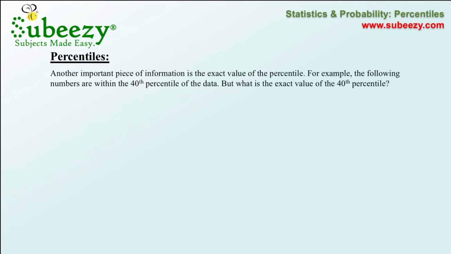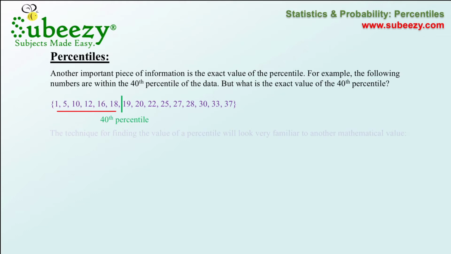Another important piece of information is the exact value of the percentile. For example, the following numbers are within the 40th percentile of the data. But what is the exact value of the 40th percentile? So the numbers before the green line are within the 40th percentile. The technique for finding the value of the percentile will look very familiar to another mathematical value, the median.